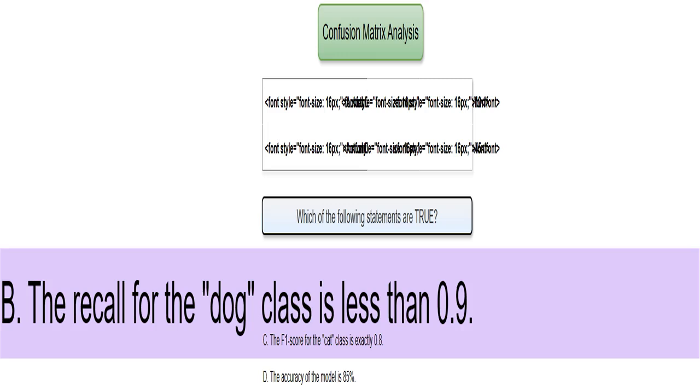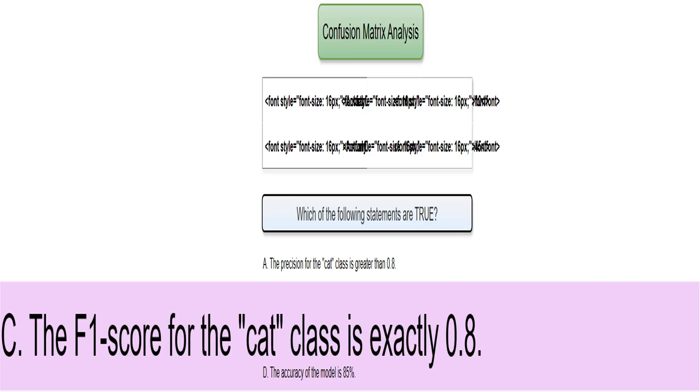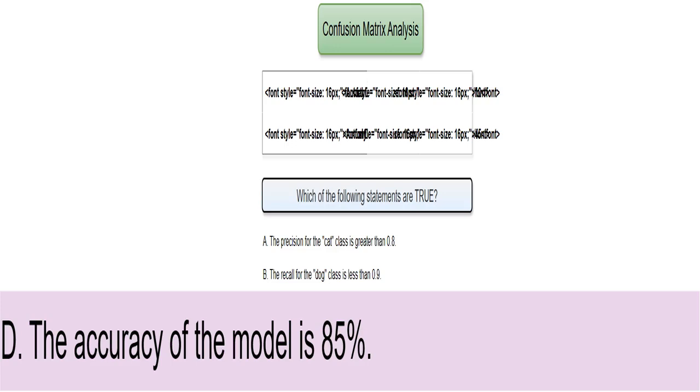This statement tests if the recall of the model's dog predictions is below 0.9. Recall is calculated as true positives for dogs plus false negatives for dogs. This tests your understanding of the F1 score, which balances precision and recall. The F1 score is calculated as 2 * precision * recall, divided by precision plus recall. This statement assesses the overall accuracy of the model. Accuracy is calculated as true positives for cats plus true positives for dogs, divided by the total number of images.